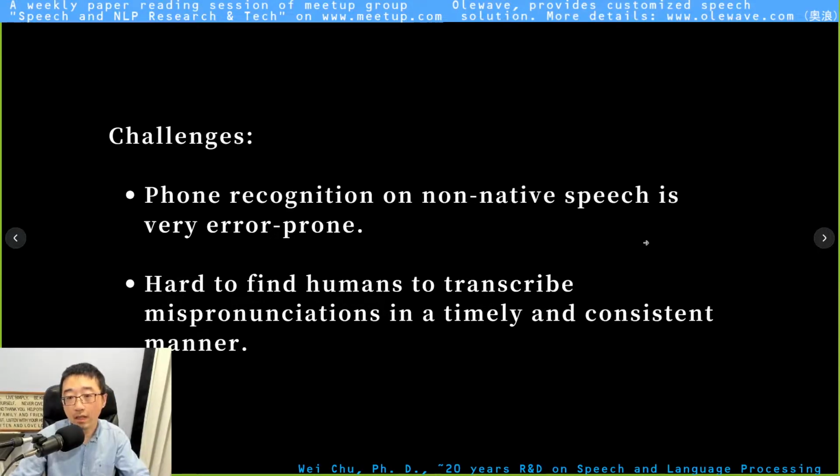But you can imagine that if you run the same phonetic decoder on non-native speech, I mean people from all over the world trying to learn English, the error rate could be higher. And it's very hard to find qualified human beings to label these mispronunciations. And a lot of the time they do not agree with each other either.